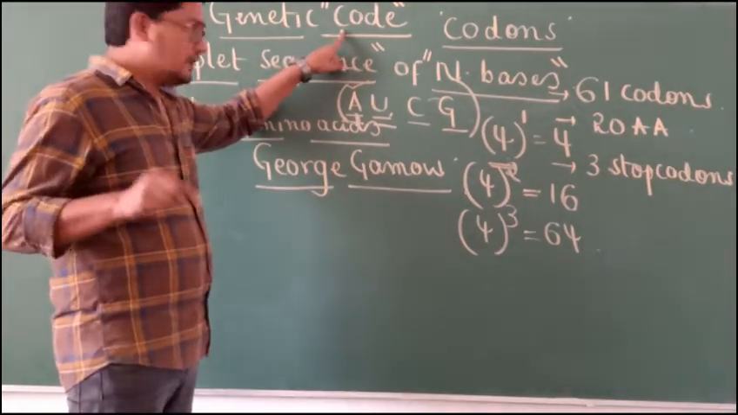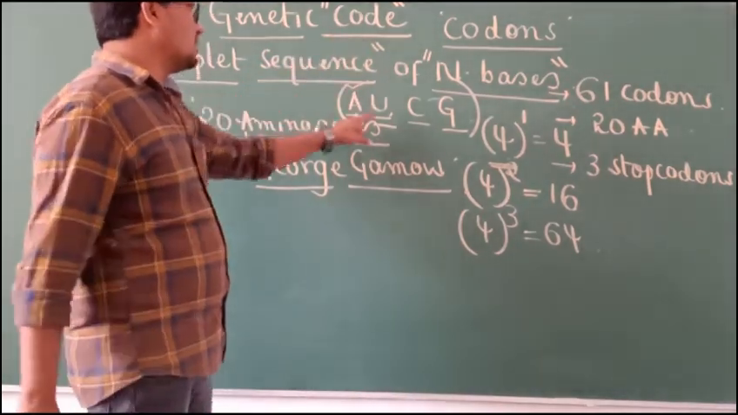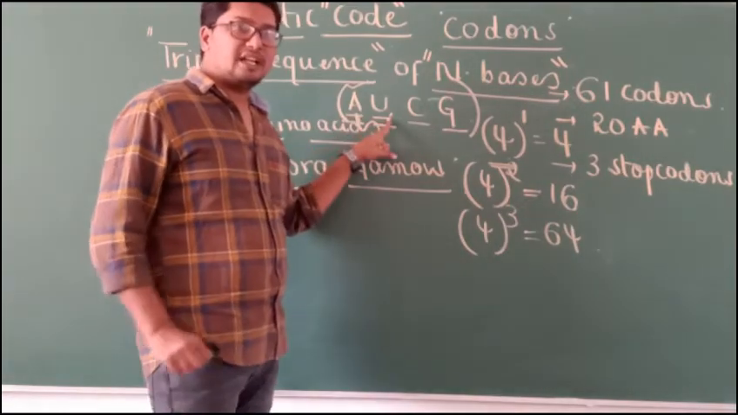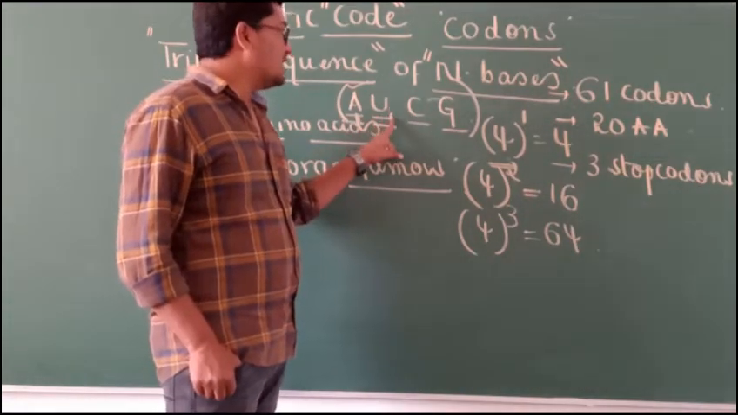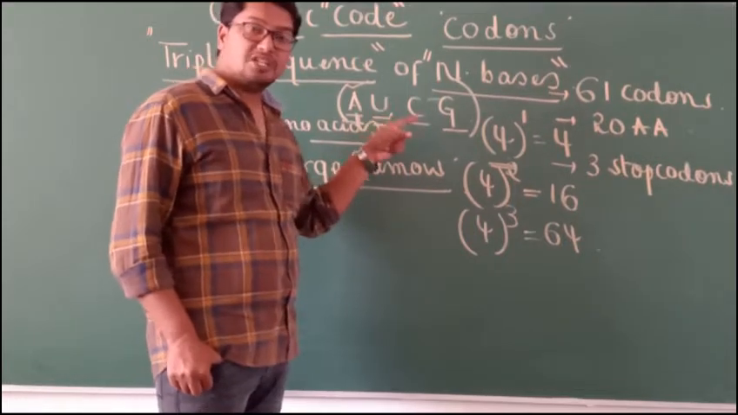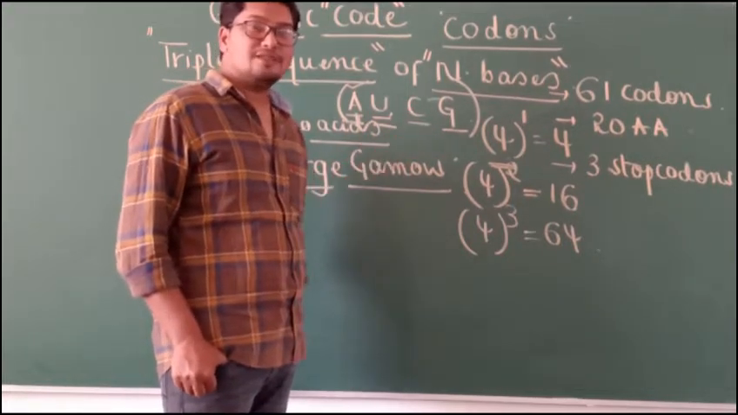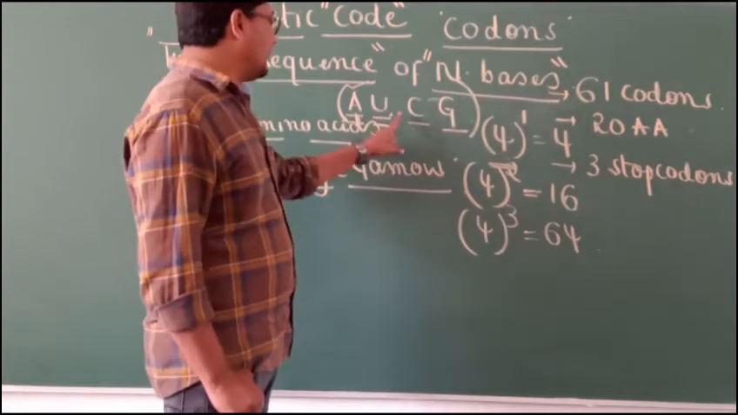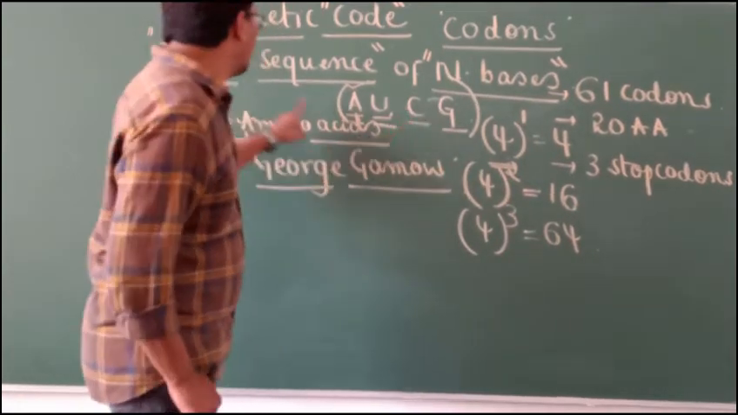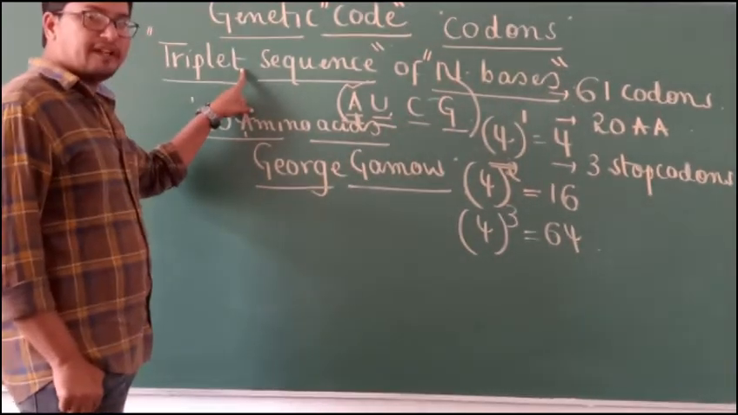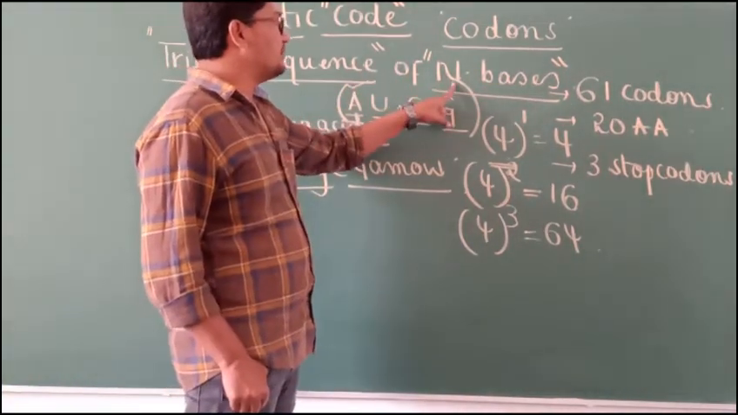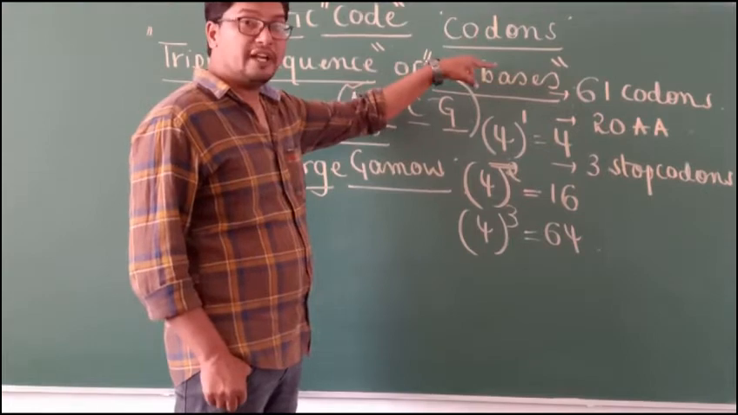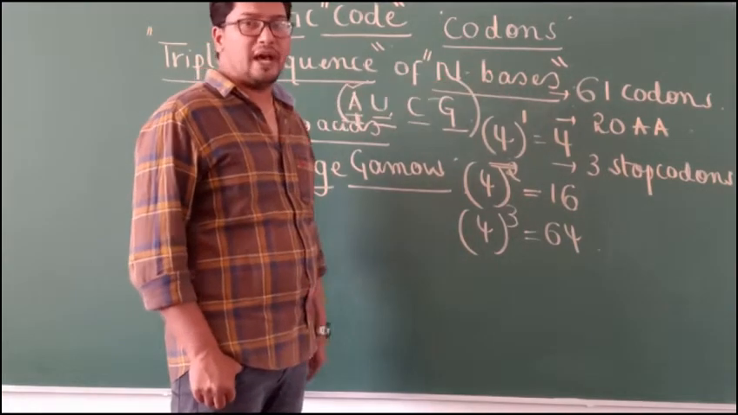It is the collection of symbols. What are the symbols I am talking about? They are nothing but nitrogen bases. What information do they carry? They carry the information required for the synthesis of a polypeptide, and they carry the information in the form of what? Triplet sequence of nitrogen bases. What do you call a triplet sequence of nitrogen bases? Codon. They code for amino acids.